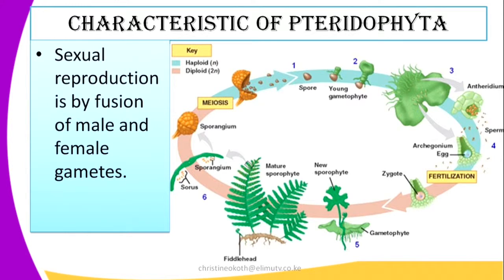So we have the sperm cell from the antheridium and the egg cell from the archegonium. When they fuse together, they fertilize to form a zygote. The zygote grows up and matures by mitosis, the cell division, then it forms a new sporophyte. It matures and this process continues. I'm going to show you a video still explaining the sexual reproduction by the fusion of the male and the female gametes.